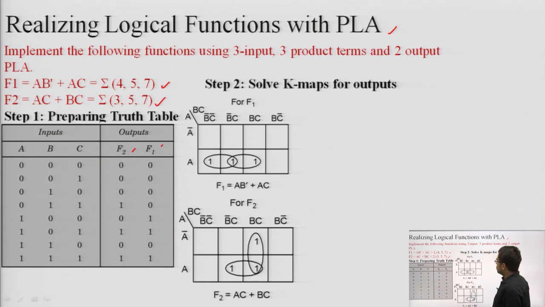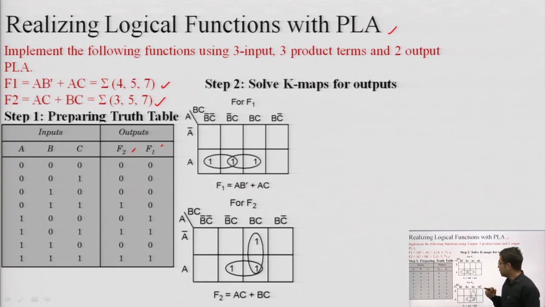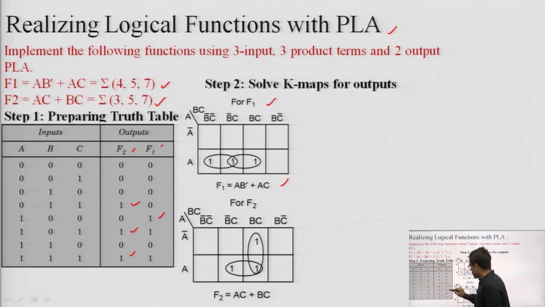So, from this truth table, the minterms I have fed into the K-map, but the thing we have to take care of is that we have to solve the K-map for the complemented outputs as well. For F1 I have solved this K-map, which has minterms 3, 5 and 7. Similarly for F2 there are 3 minterms, 4, 5 and 7, which result in this. But I have to solve the K-map for F1 bar as well.